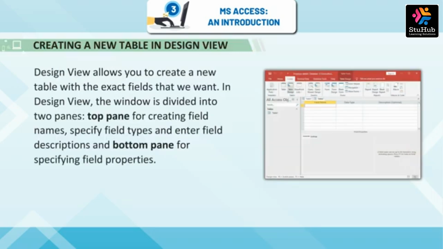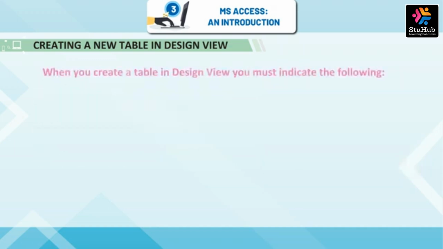Creating a new table in Design View. Design View allows you to create a new table with the exact fields that we want. In Design View, the window is divided into two panes: the top pane for creating field names, specifying field types, and entering field descriptions, and the bottom pane for specifying field properties.